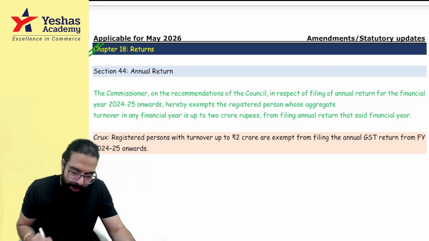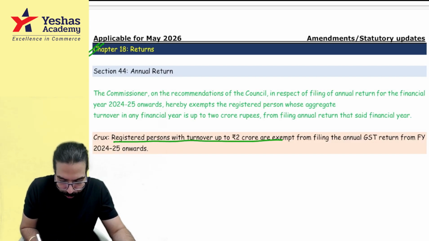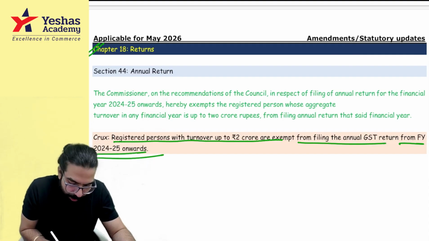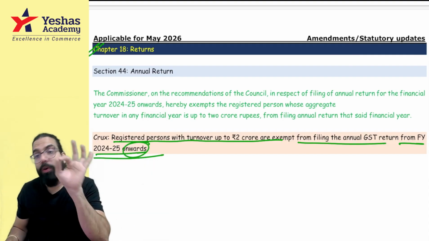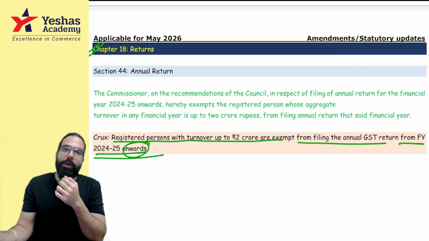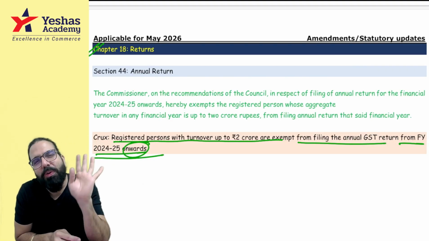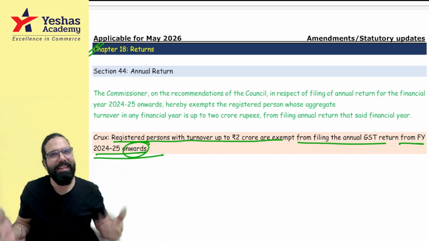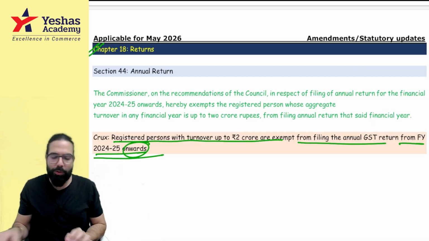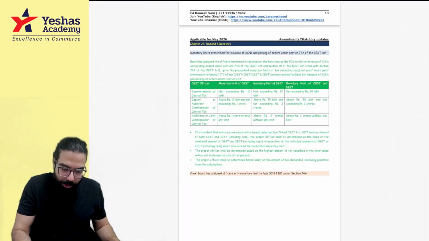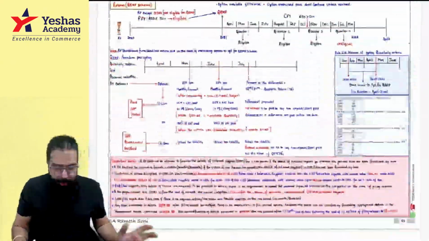Story closed. Nothing more. Registered person with turnover up to 2 crore are exempted from filing annual return from financial year 24-25 onward. They are not telling only 24-25. 24-25, 25-26, 26-27, whichever year your turnover is up to 2 crore, exempted. Simple. Annual return exempted if your turnover is up to 2 crore. Any change in any question, sir? Nothing. Next.